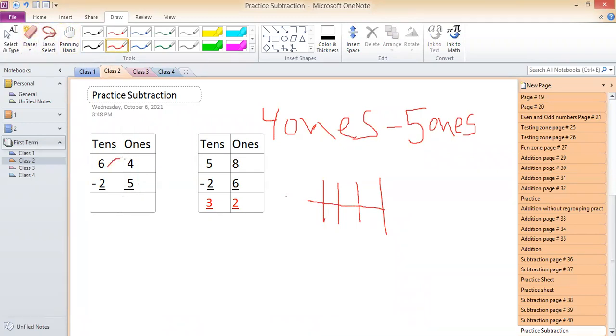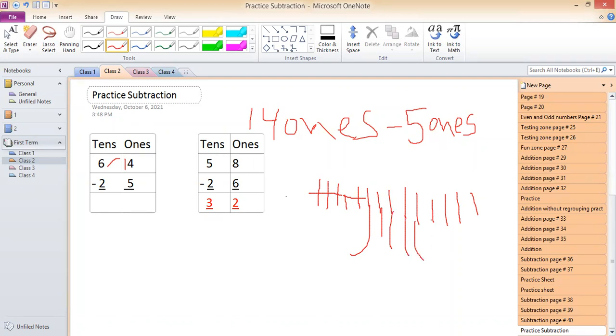So this 6 will give 1 and it will become 14. When 4 gets 1 ten, it is now 14 ones. So now you have to minus 5 from 14. Draw 14 lines: 1, 2, 3, 4, 5, 6, 7, 8, 9, 10, 11, 12, 13, 14. Take out 5: 1, 2, 3, 4, and 5. How many lines are left? 1, 2, 3, 4, 5, 6, 7, 8, and 9. So 14 minus 5 is equal to 9.